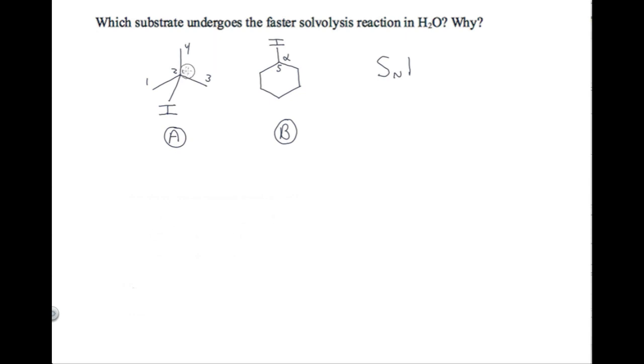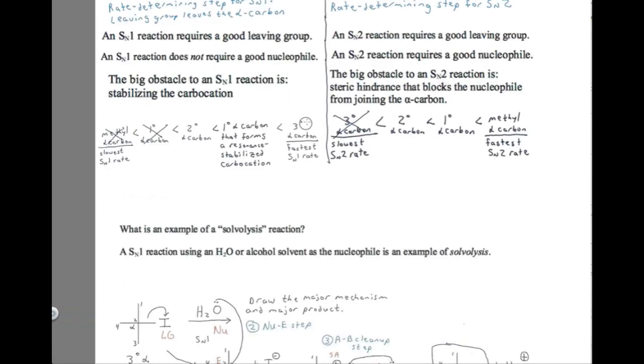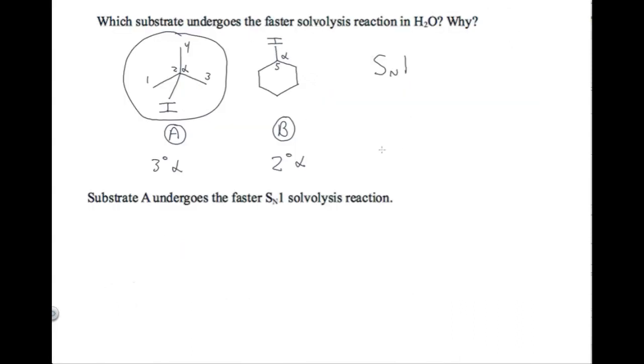The alpha carbon in compound A is tertiary, because carbon 2 is attached to 3 other carbon chains. The alpha carbon in compound B is secondary, because carbon 5 is attached to 2 carbon chains, one that proceeds clockwise around the ring and one that proceeds counterclockwise around the ring. Well, we've learned that tertiary alpha carbons are better than secondary alpha carbons for SN1. So here's our answer. Substrate A undergoes the faster SN1 solvolysis reaction.